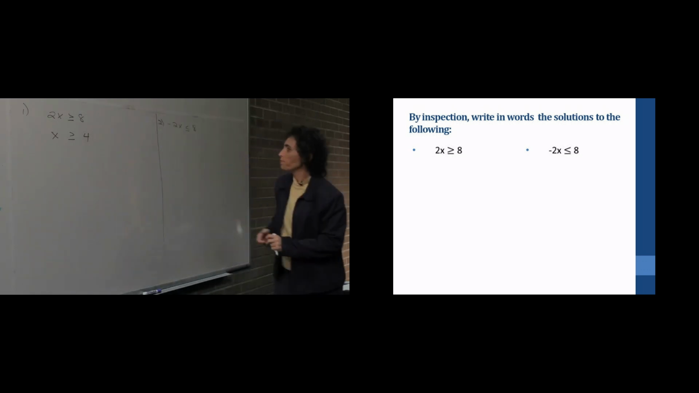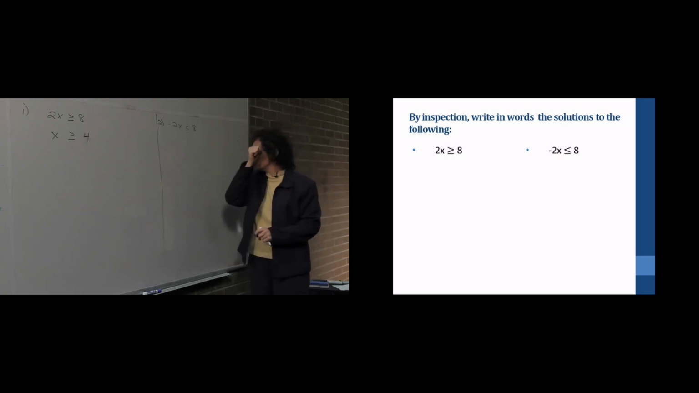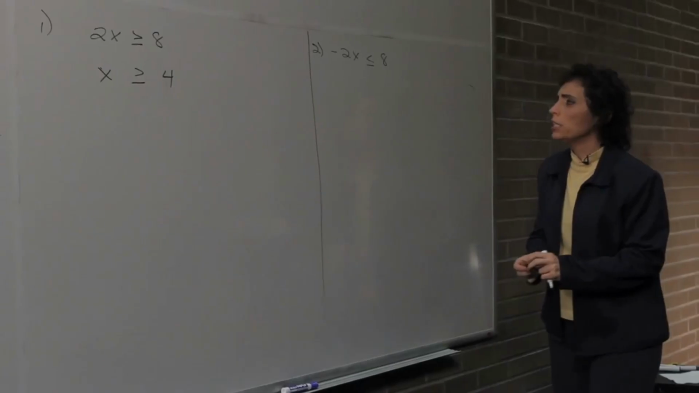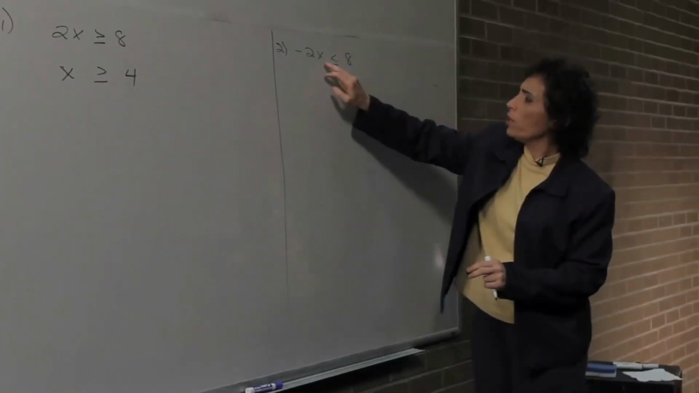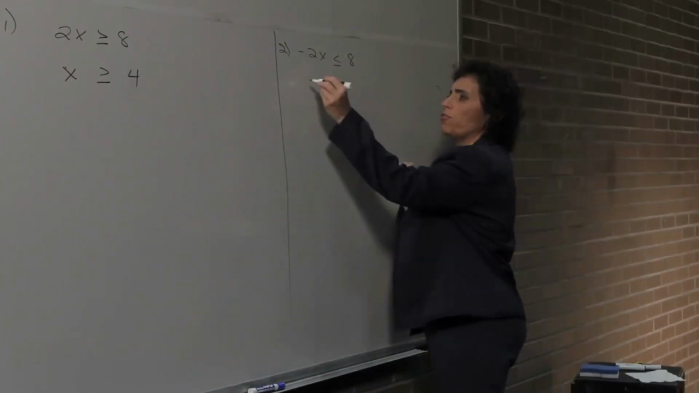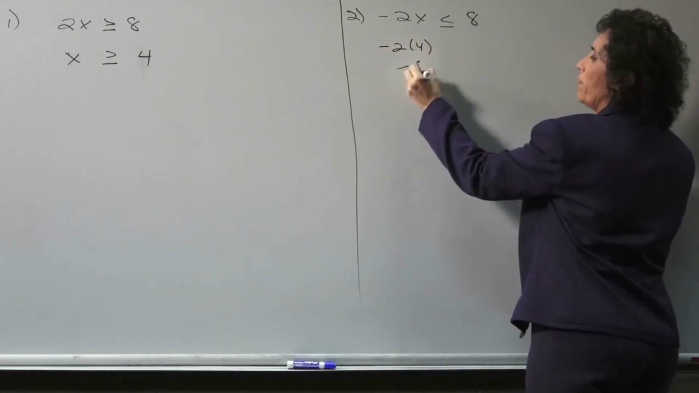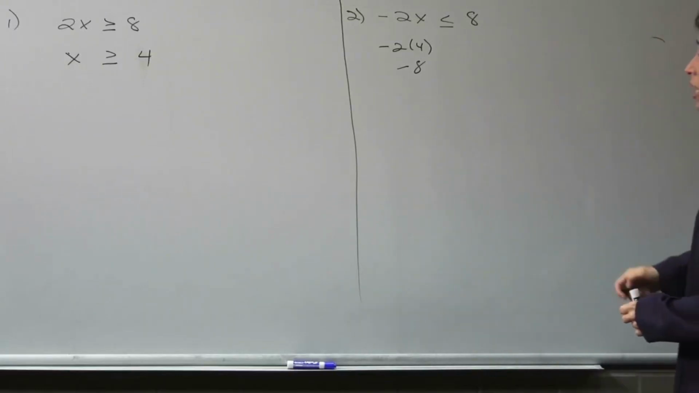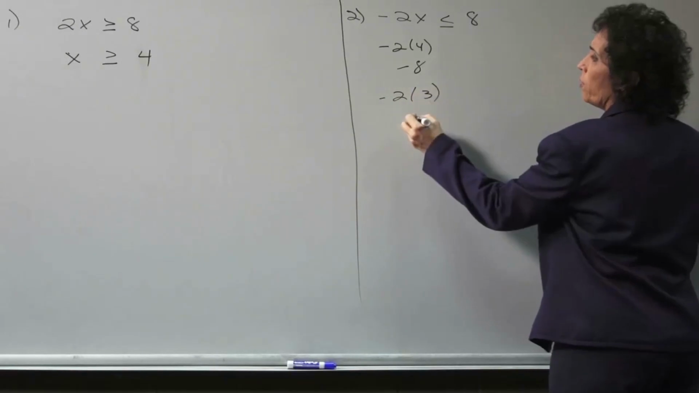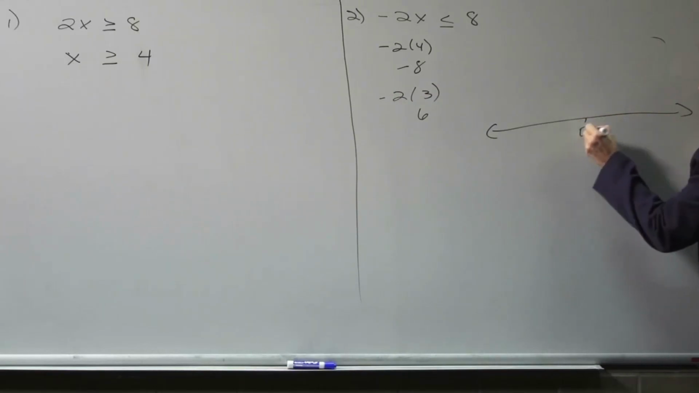Let's take a look at this. All right. Negative 2 times something has to be less than or equal to 8. Let's think about that. So negative 2. Well, we know 4 will give me 8. So negative 2 times 4 would give me negative 8, and negative 8 is definitely less than or equal to 8, so that works. What about negative 2 times 3? That'll give me negative 6. So let's see what I got here. 0, 1, 2, 3, 4.